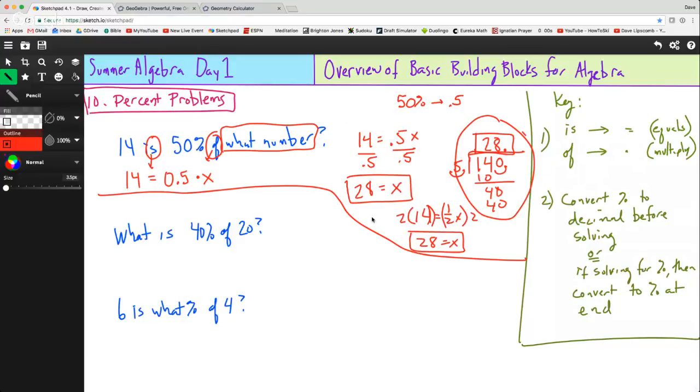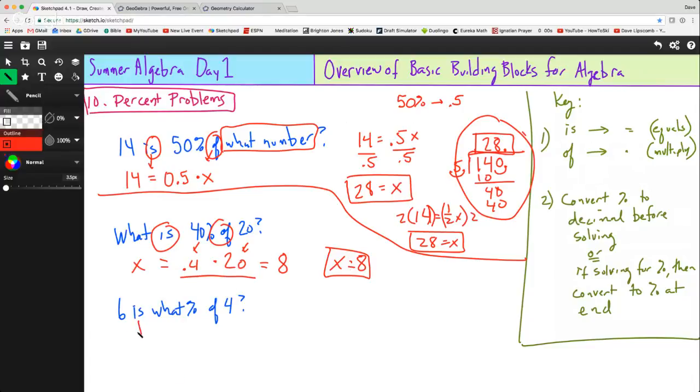All right. Now, what is 40% of 20? Let's do the same thing. Is equals. Of is multiply. 40% is 0.4. 20 is 20. And what is x? So we have x is 0.4 times 20. Well, 0.4 times 20 is equal to 8. So x equals 8. You should know how to multiply 0.4 times 20.